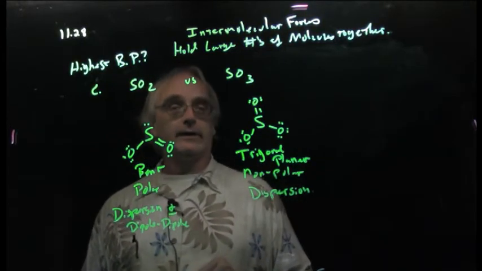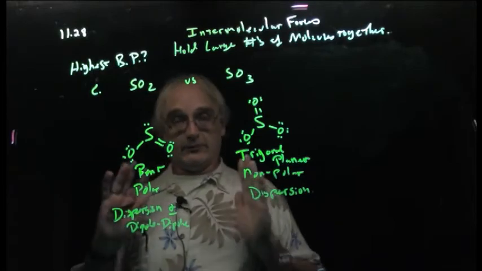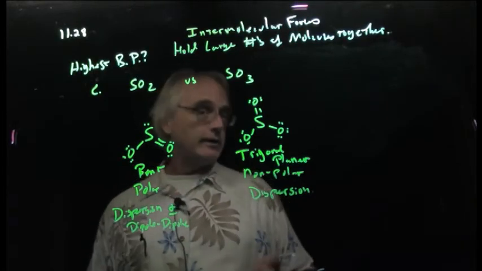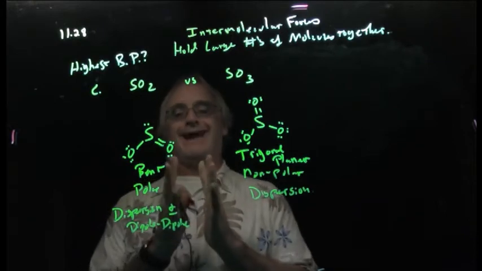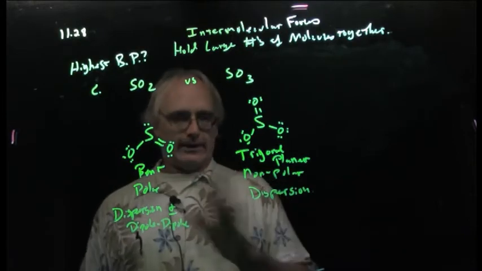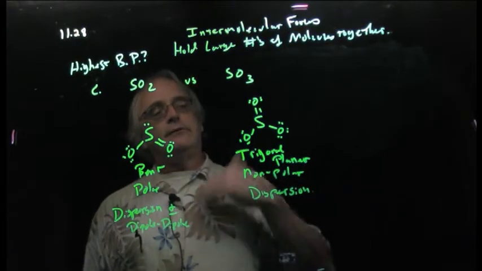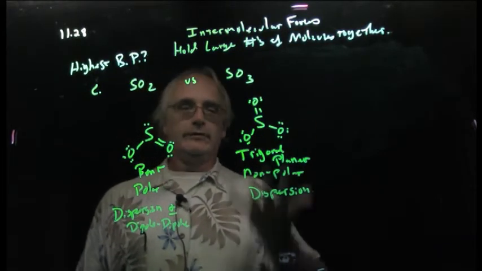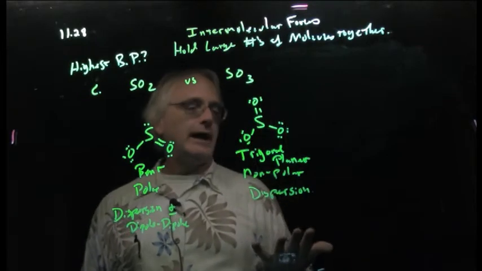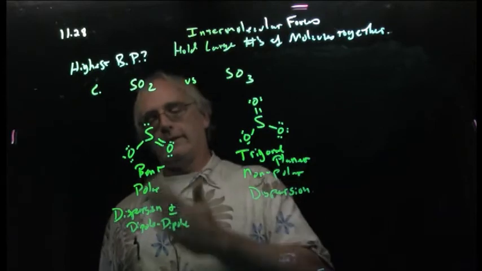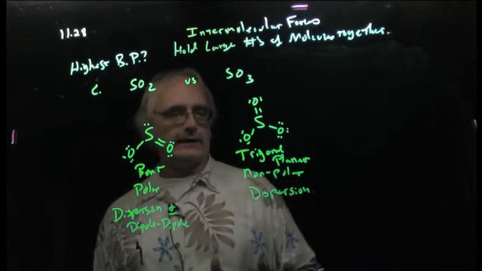But sulfur trioxide is larger, and being a trigonal planar molecule, two of these things could get in fairly close contact with each other with a lot of area to contact each other and interact. And so you could make an argument that this one, as being larger and flat, its dispersion forces will overwhelm the polar nature of the sulfur dioxide.